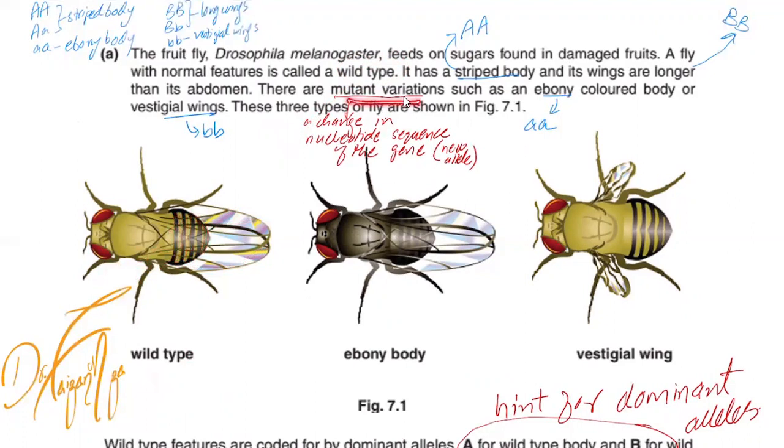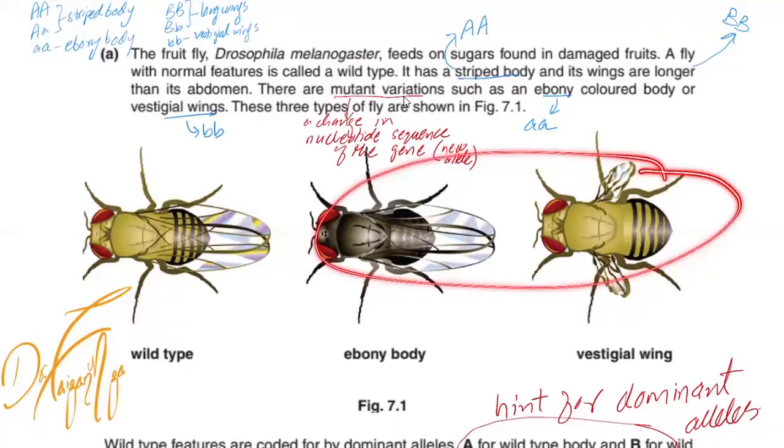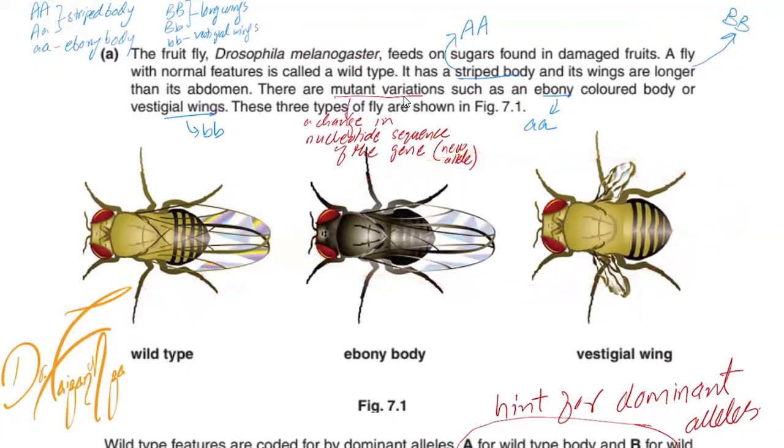Furthermore, there are mutant variations as well. Ebony and vestigial are both mutant variants, and this one is wild type. The mutants include ebony body color. Ebony means black. The vestigial wings are short wings, not longer than the abdomen. All this information is already mentioned to us.